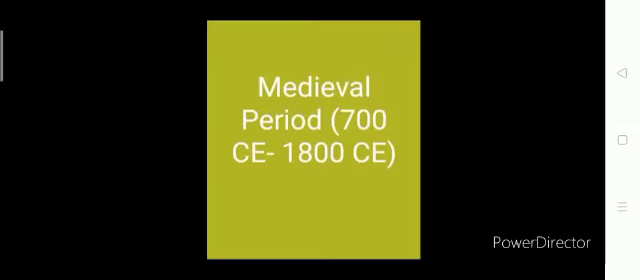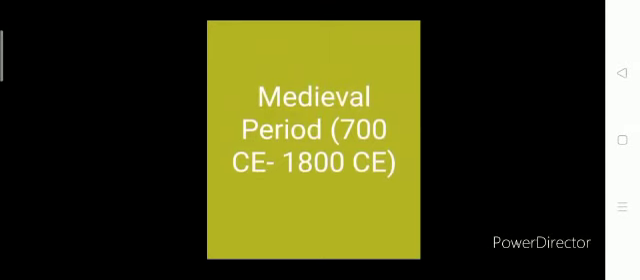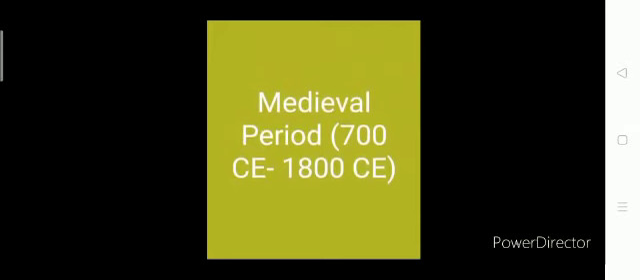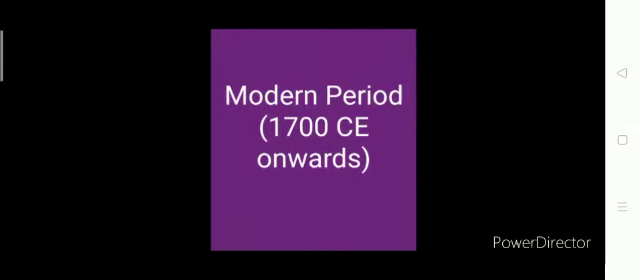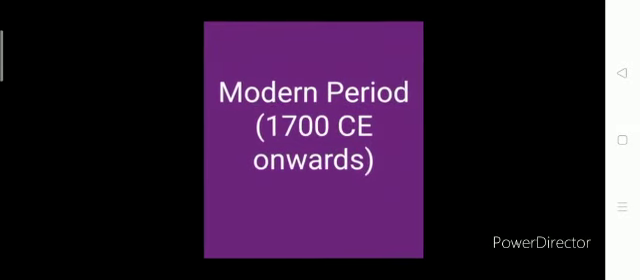The time duration of the medieval period was 700 CE to 1800 CE. According to many historians, this is the time of the arrival of the Turks in India, and it is also known as the transition from the ancient to the medieval period. Now the last, the modern period, starts from 1700 CE onwards.